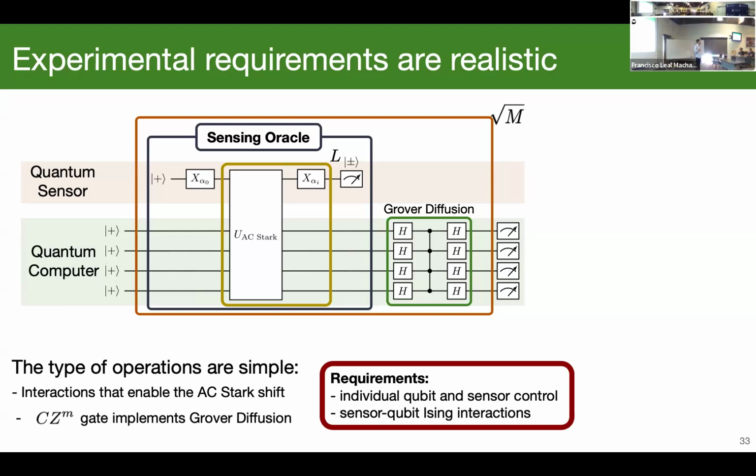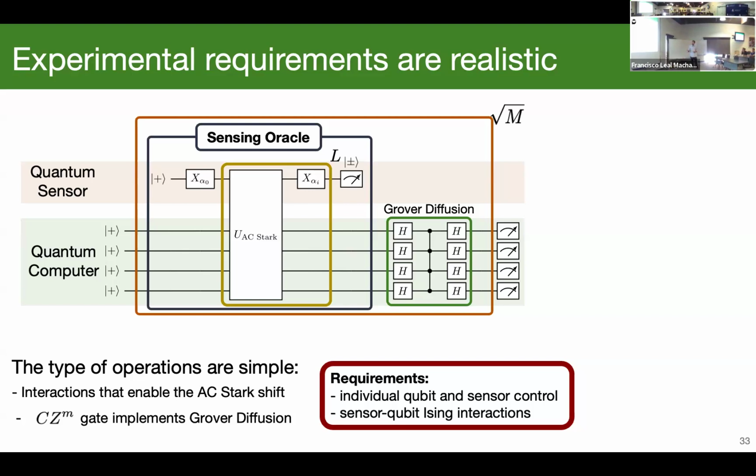One way to achieve that is to add Ising interactions, such that the qubits that define your computer have your sensor, and depending on the state of your quantum computer, the bare frequency of your sensing qubit changes. It turns out that if you have those elements, you can also use the sensor as a way of implementing the Grover diffusion.